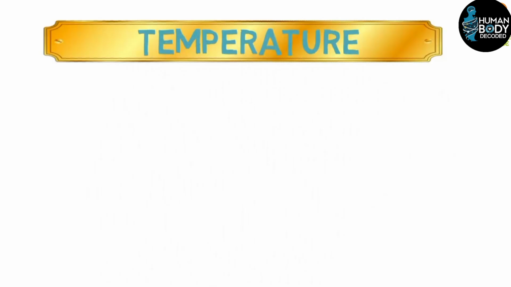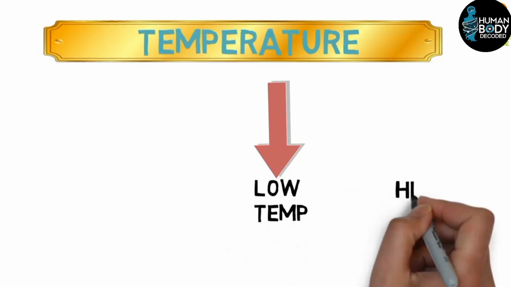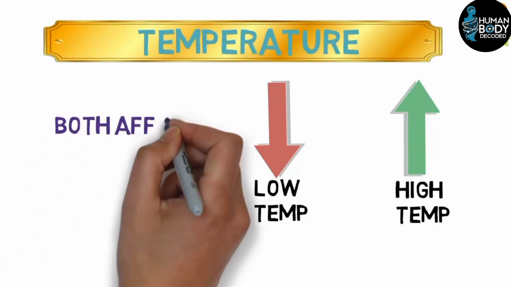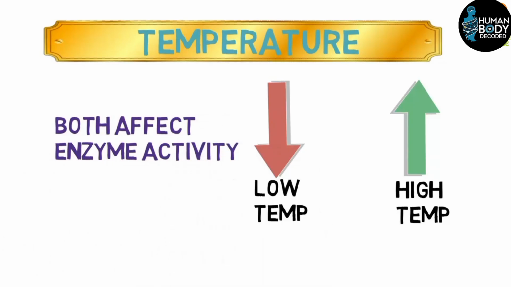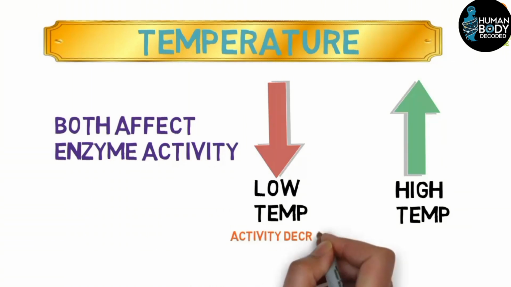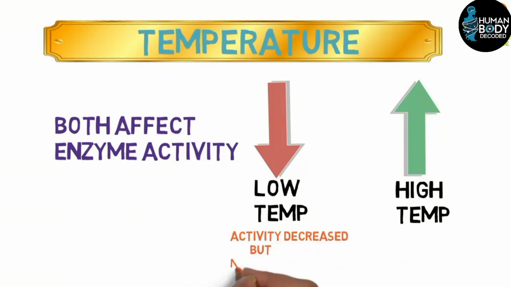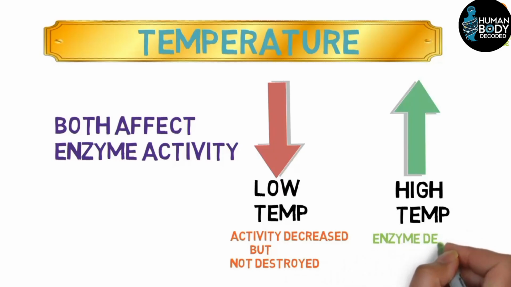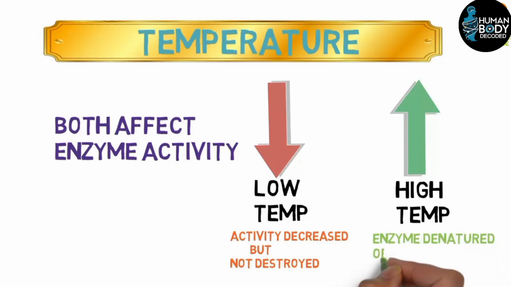How temperature affects enzyme activity. Temperature, whether it is low or high, both can affect enzyme activity. Let me explain. How do they affect it? If the temperature is low, then enzyme activity decreases, but the enzyme does not get destroyed. However, if the temperature is high, enzyme activity stops altogether and the enzyme gets destroyed.